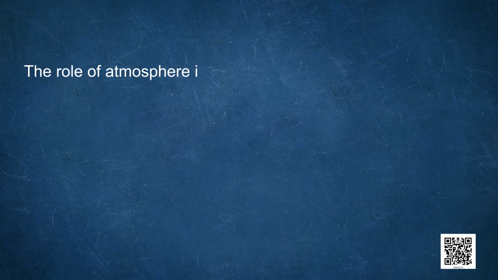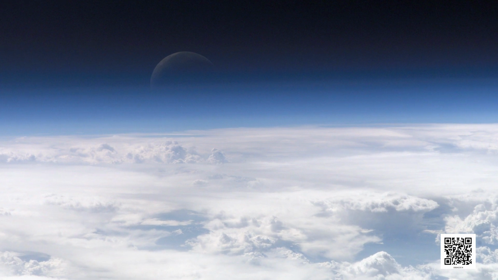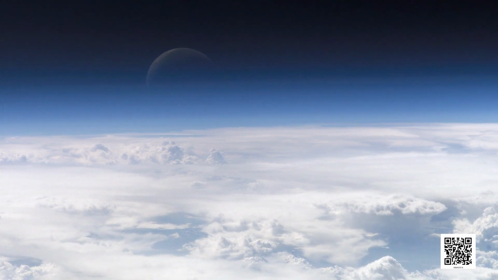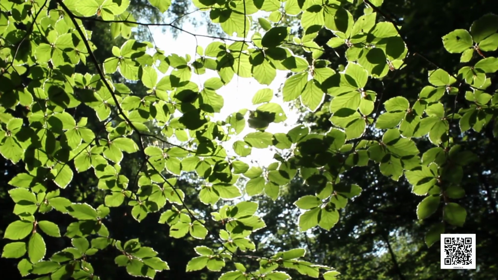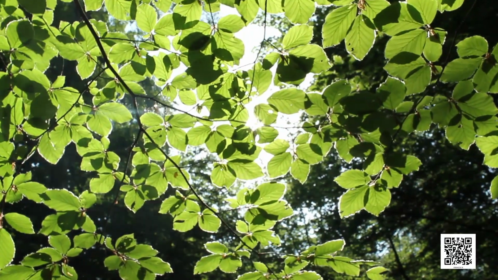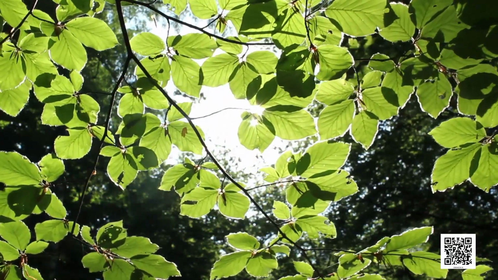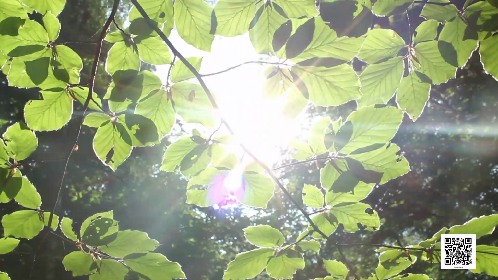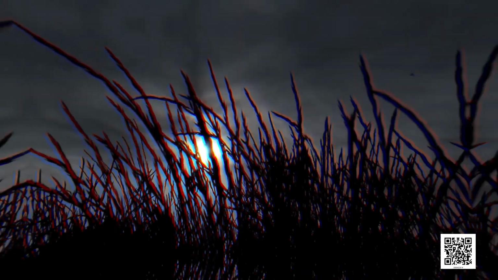The role of atmosphere in climate control. The atmosphere keeps the average temperature of the earth fairly steady during the day and even during the course of the whole year. The atmosphere prevents the sudden increase in temperature during the daylight hours, and during the night it slows down the escape of heat into outer space.